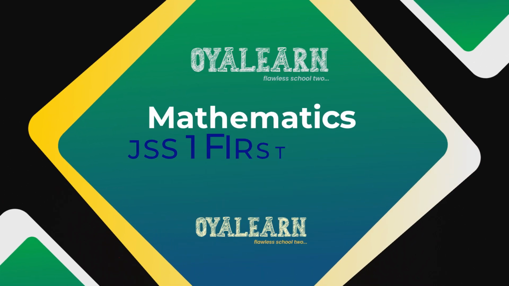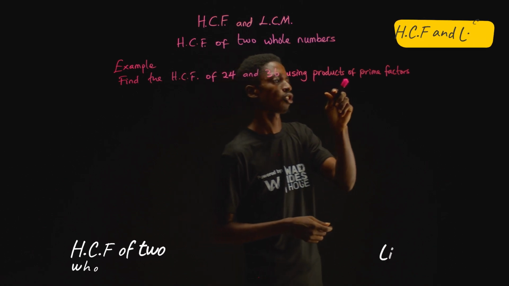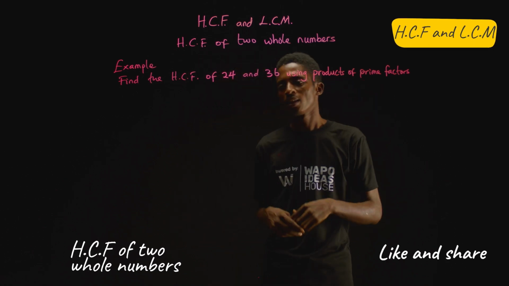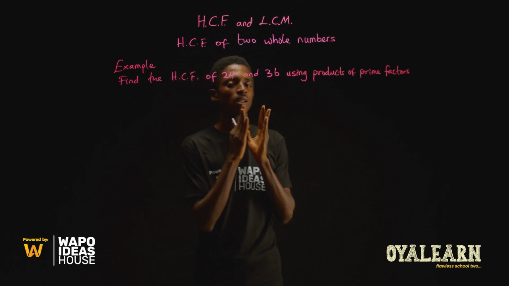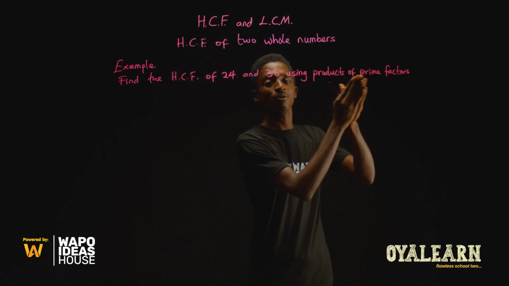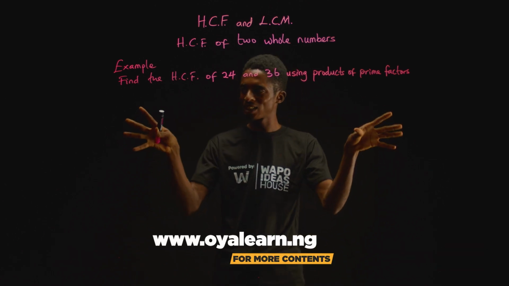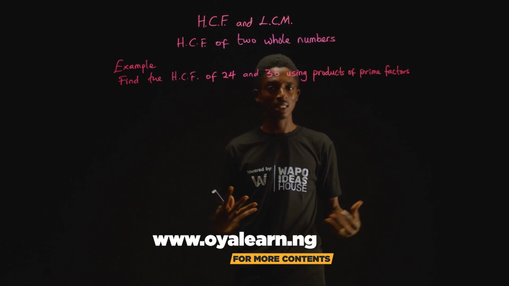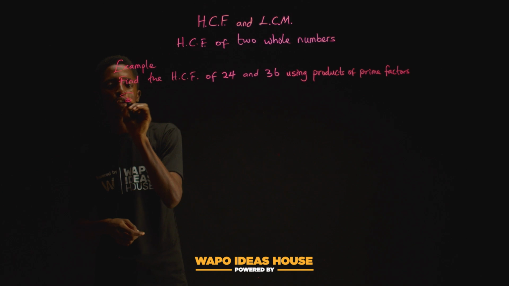Now, let's find the HCF of 24 and 36 using product of prime factors. Now, this is a different method. Be aware that teachers sometimes do not ask for some specific methods. But if you're asked, like in this question, to use this method, this is how you would do it. Solution.